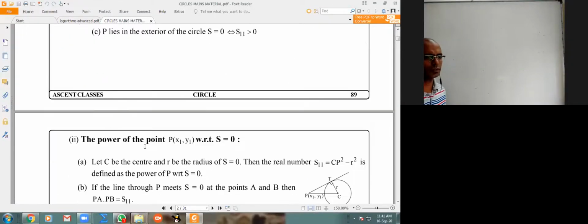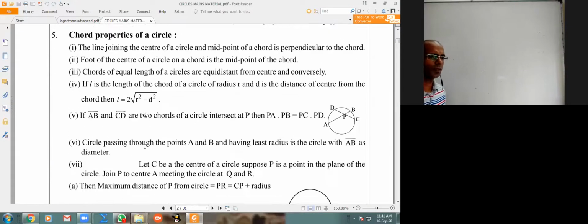Okay. So this is the position of a point and the related things. Next, I think the position of a line with respect to a circle can be done, just wanted to follow the order. Okay. Different properties of the chord of a circle. These are some of the things that we learned at school level, which may be useful for us.